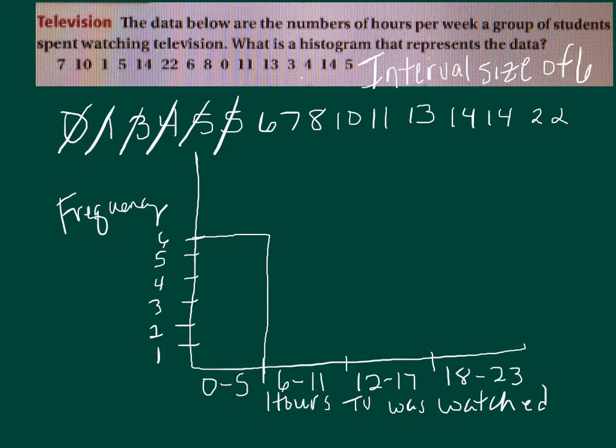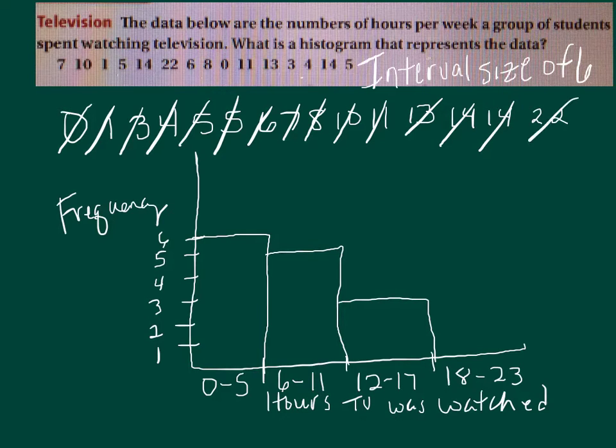Right. The next one's 6 to 11. 1, 2, 3, 4, 5. So that's only going to go up to 5. All right. And then 12 to 17 was 1, 2, and 3. So it's going to go up to where 3 is. All right. And then this one only had 1 at 23. Okay. All right. So there's your frequency table turned into a histogram.